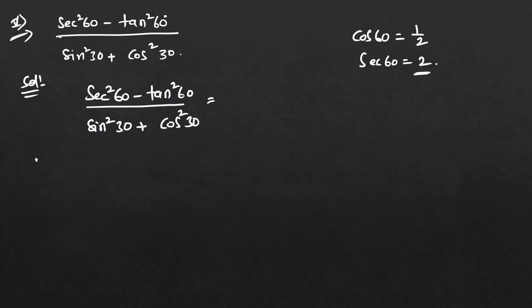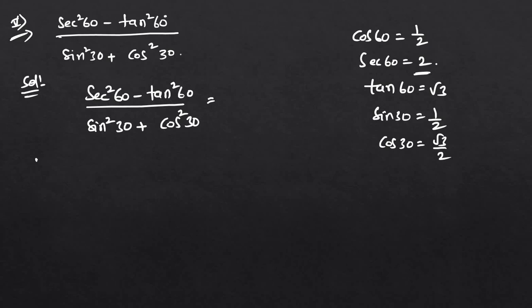And tan 60, what is tan 60? Root 3. Tan 60 is equal to root 3. And sin 30 is equal to 1 by 2. And cos 30 is equal to root 3 by 2. We'll substitute the values. Secant square 60 means 2 square will come.